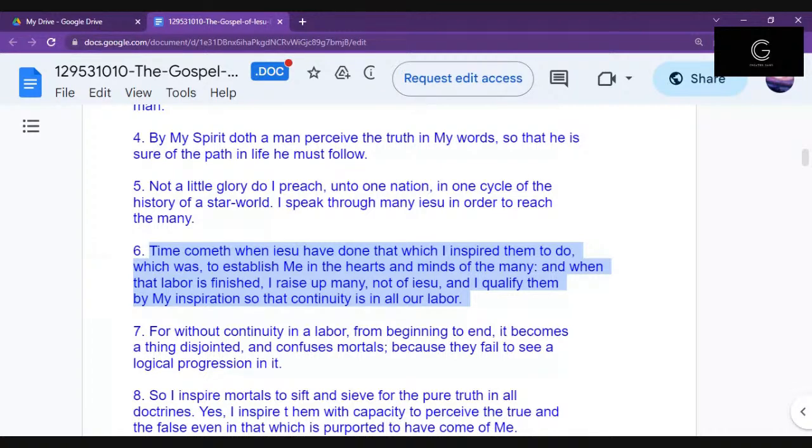Let me go back and read that one more time. Time comes or cometh when iesu have done that which I inspired him to do. So wait a minute. If he done, ain't no need to come back. Uh-oh. What you tell him to do, Jaja? To establish me in the hearts and minds of the many. Okay.